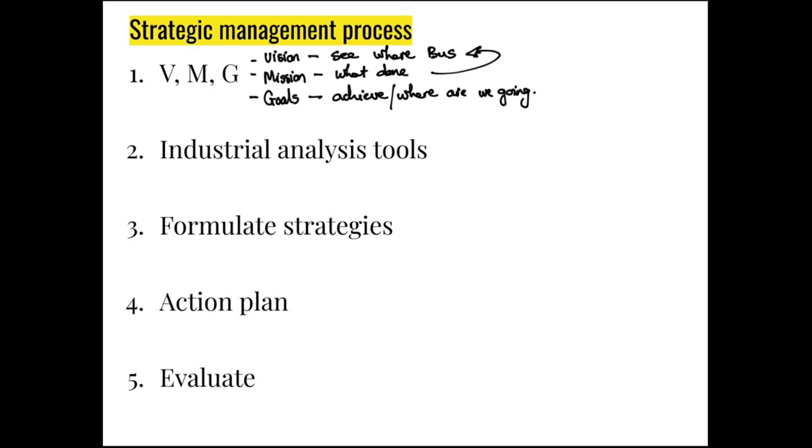If you look at the industrial analysis, the industrial analysis consists of scanning all environments. Going back to grade 10 work, we've got the micro environment, which is the business itself. It's inside the business, and the business has full control and full influence. The tool you use in that is your SWOT analysis. The SWOT analysis is what you use in order to scan the microenvironment.